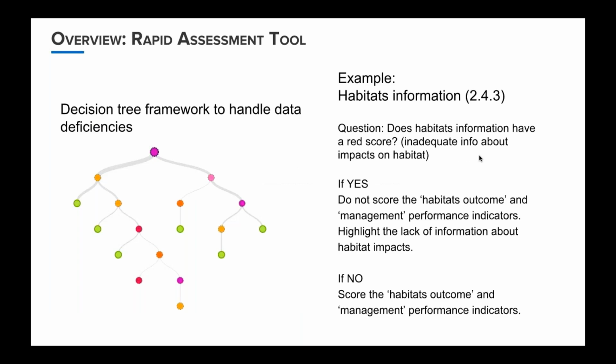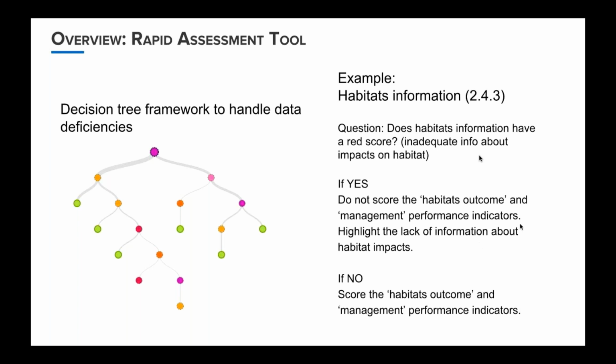And one feature of this tool is it's partially formatted as a decision tree. So I will illustrate that using an example. For example, if we're looking at the habitats information indicator 2.4.3, we start off by considering whether there is information to evaluate the fisheries impacts on habitats. So we ask, does this information indicator have a red score, which means there's not really much information? If that is the case, you're saying yes, then you don't score the habitats outcome and the habitats management performance indicators because you don't have the information to do so. So hopefully that saves a little bit of time.